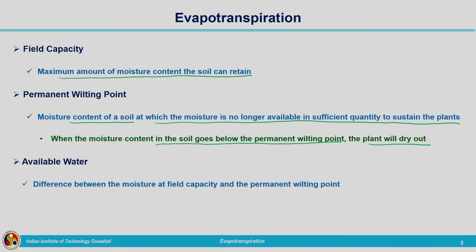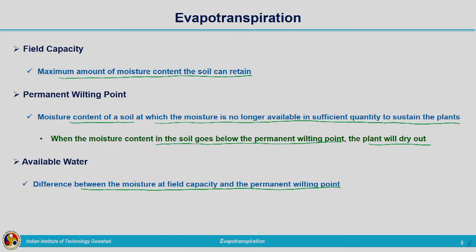Coming to available water, it is nothing but the difference between the moisture at the field capacity and the permanent wilting point. That is the difference between the maximum and the minimum amount of moisture content which can be retained within the soil. If it goes below the minimum, then the plants will be drying out. At the maximum, if we are watering again and again, extra water won't be stored within the soil, it will be drained off. The difference between the field capacity and the permanent wilting point is termed as the available water to the plants.